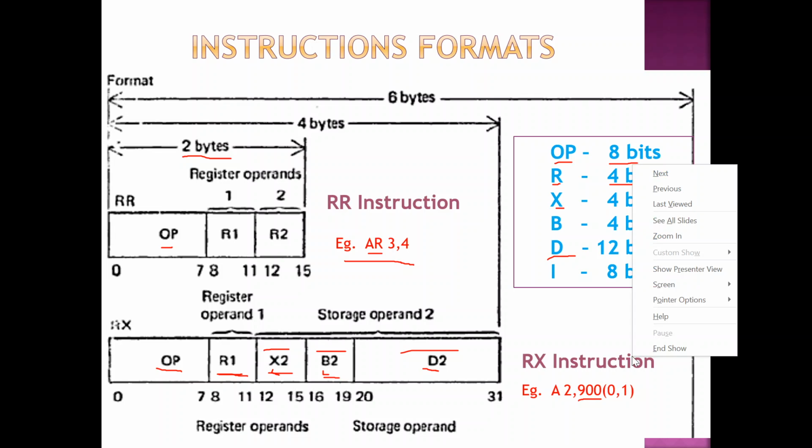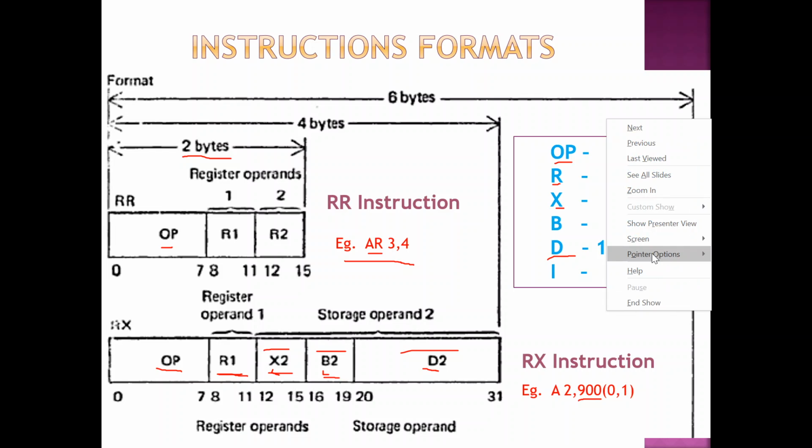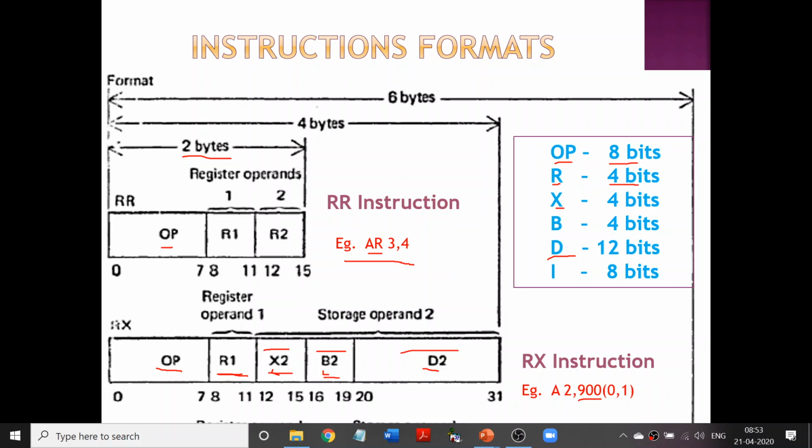So what do we mean by an RX type of instruction? RX type of instruction means that you will also have an index value. You will definitely have one index value; that is the meaning of the RX instruction, right?